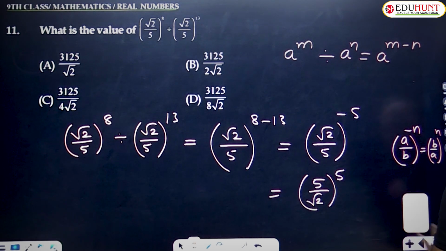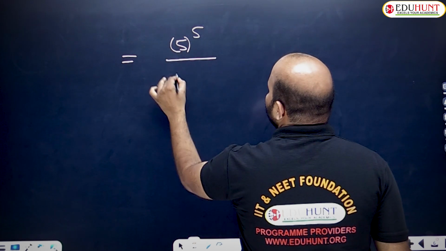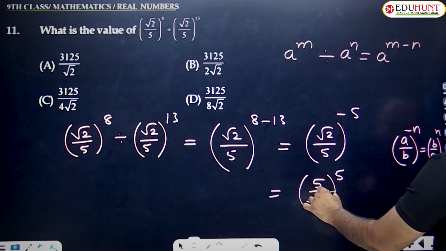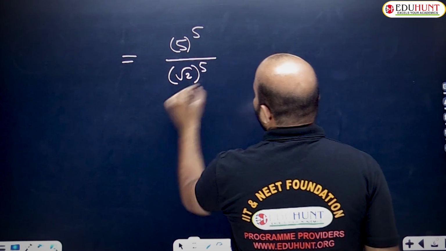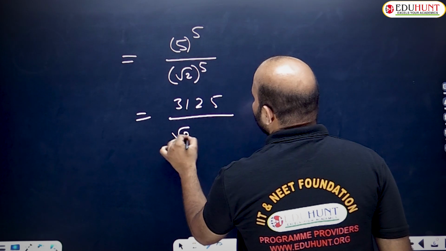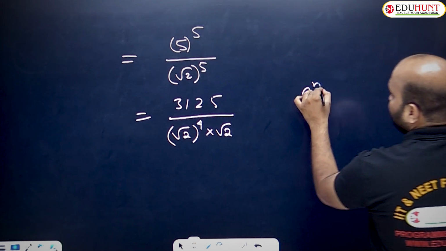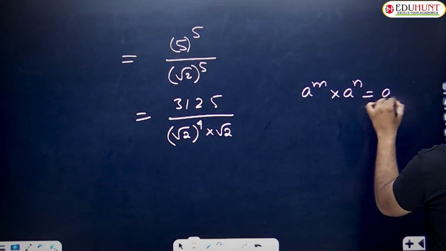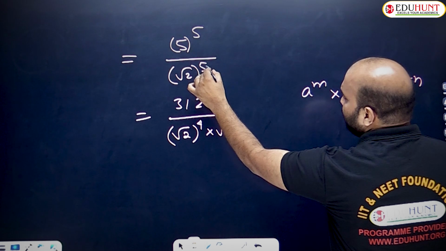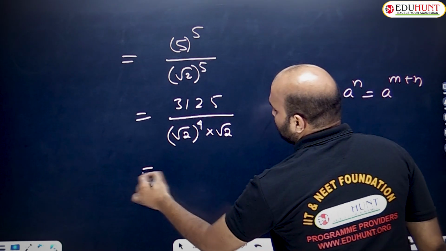It can be again expressed as 5^5 over (root 2)^5. Am I clear? So (5 / root 2)^5 can be written as 5^5 over (root 2)^5. So 5^5 value is 3125, divided by (root 2)^5, which can be written as (root 2)^4 into root 2, according to a^m into a^n equals a^(m+n). So (root 2)^5 can be written with 5 as 4 plus 1, that is (root 2)^4 into root 2.